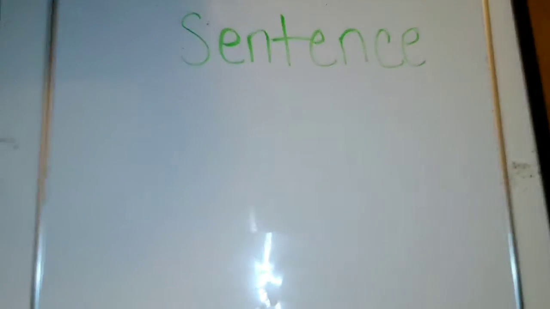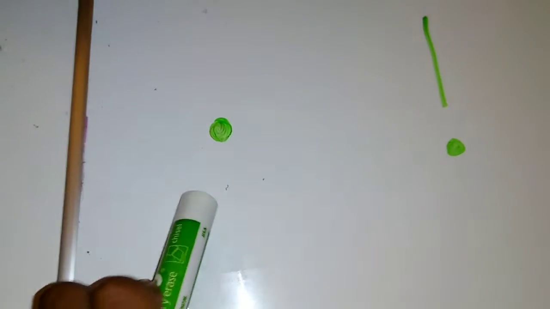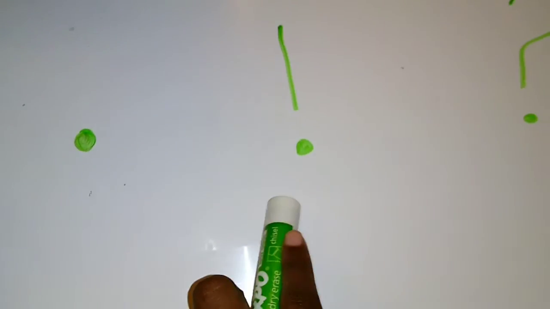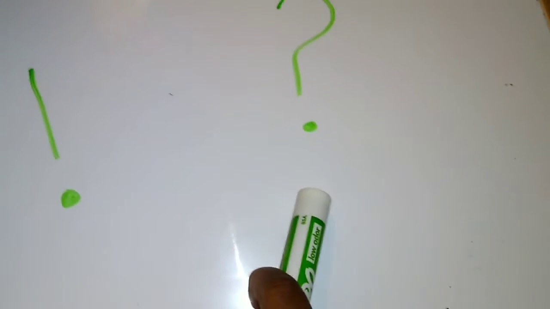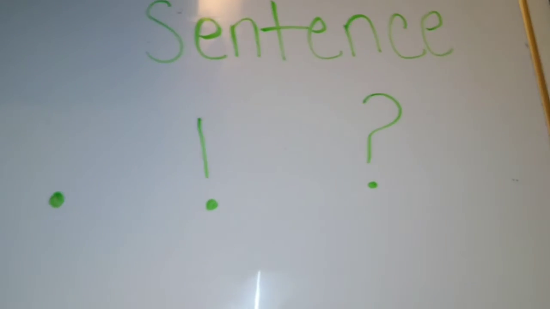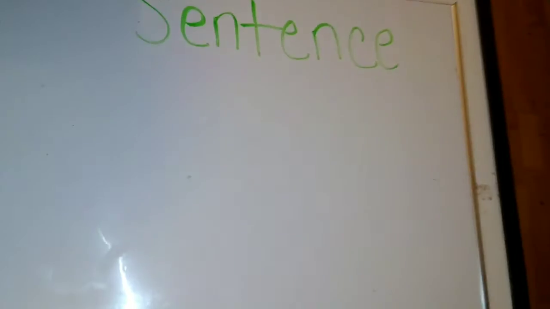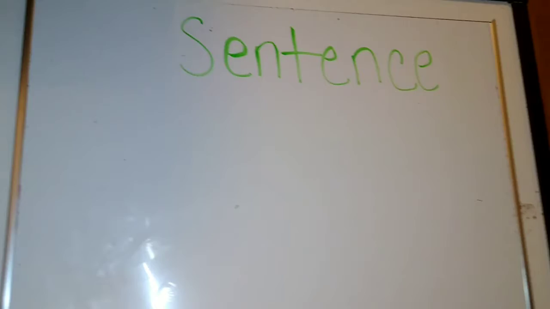So let's talk about that. All right, so we have our period here. That's good if we're making a statement. We have our exclamation point if we're saying something that's like we're excited. And we have our question mark if we're posing a question. So let's make some sentences using those marks. When we talk about constructing a sentence, that's what we're going to do now.